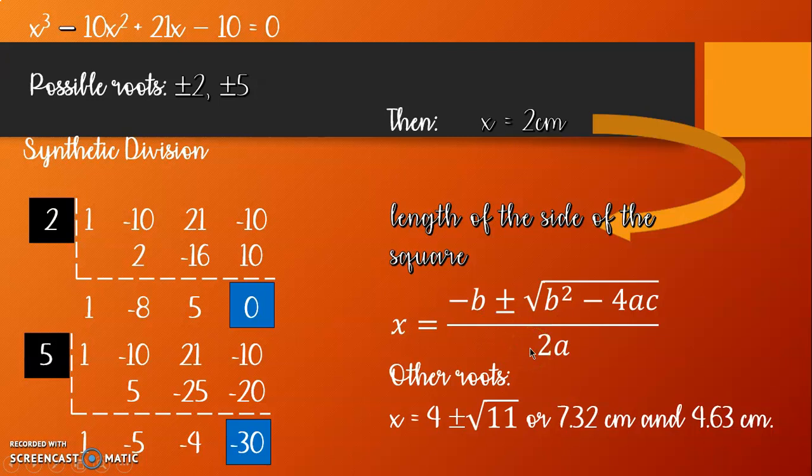Now if we cut 2 squares on the side of the cardboard, 4 plus 4 is already 8. So we cannot use 7.32 and 4.63 as the root of the given polynomial equation. The only possible one is 2. So therefore the length of the side of the square is equal to 2 centimeters.